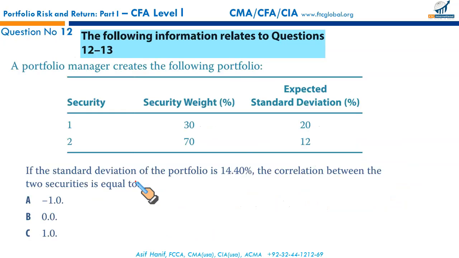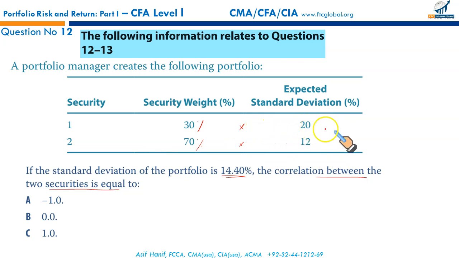Next question, number 12. The portfolio manager creates the following portfolio. It is in continuation to the previous question. If the standard deviation of a portfolio is 14.4%, the correlation between the two securities, since the weight of the security 1 is 30% and the weight of security 2 is 70%, and the expected standard deviation is 20 and 12% respectively for 1 and 2.